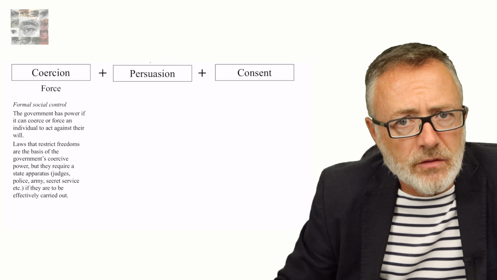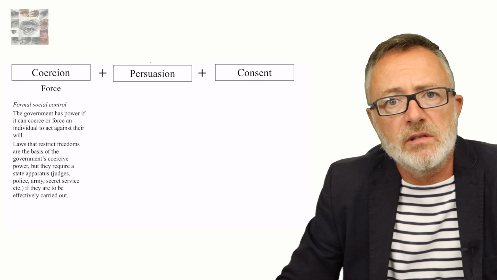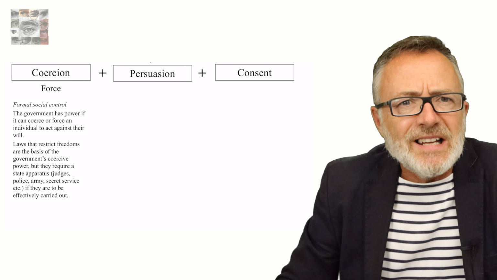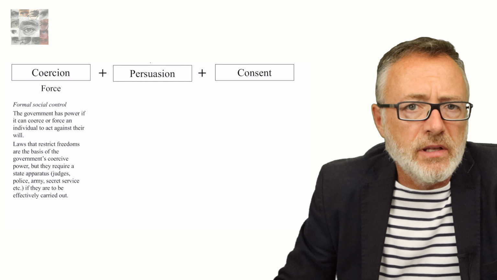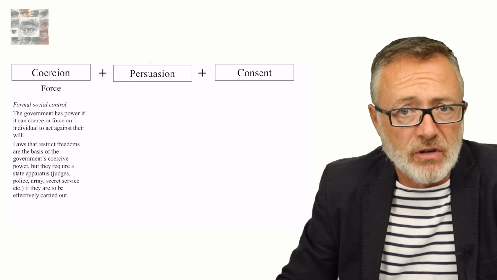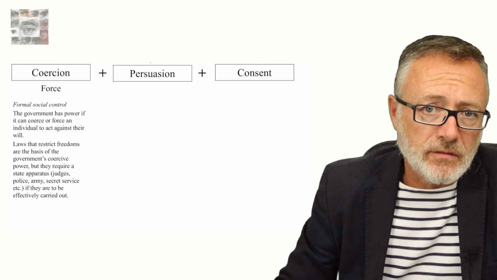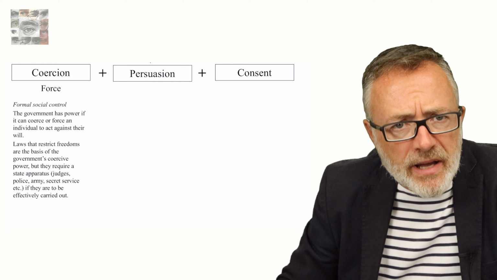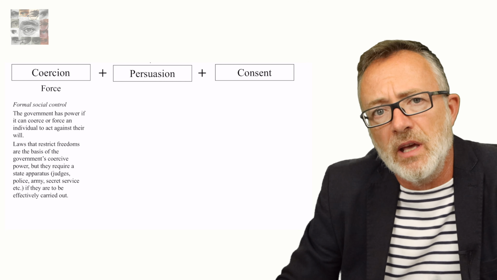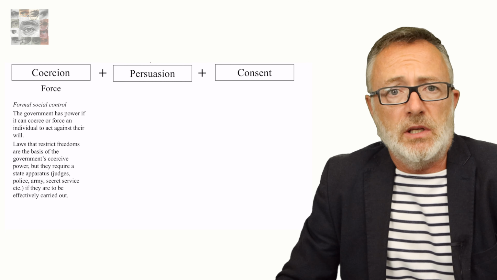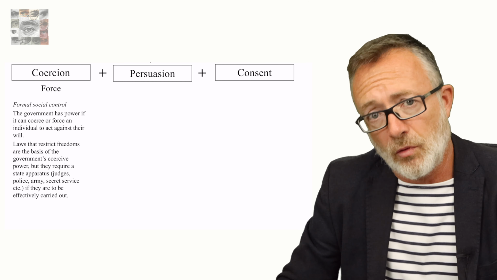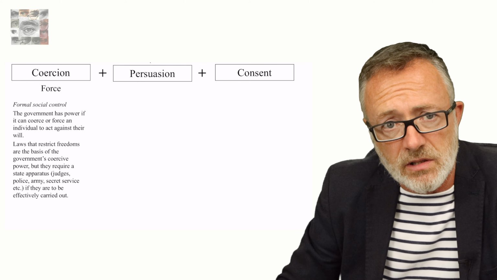So what does coercion look like? Laws that restrict the individual citizen's freedoms are the basis of the government's coercive power, but they require a state apparatus of judges, the police, the army, secret service, etc., if these laws are to be effectively carried out. An individual will therefore obey the state because they fear the power of the agencies of state coercion. In the context of these lessons, it's important to note that coercion is much more important as a source of power in authoritarian states than democratic states.